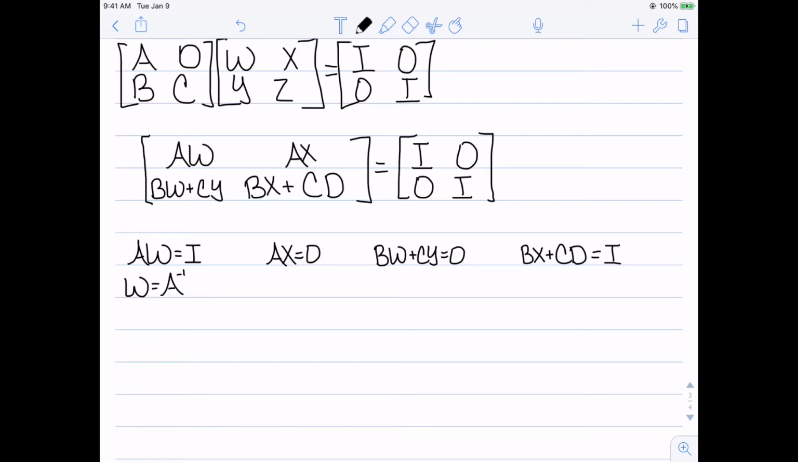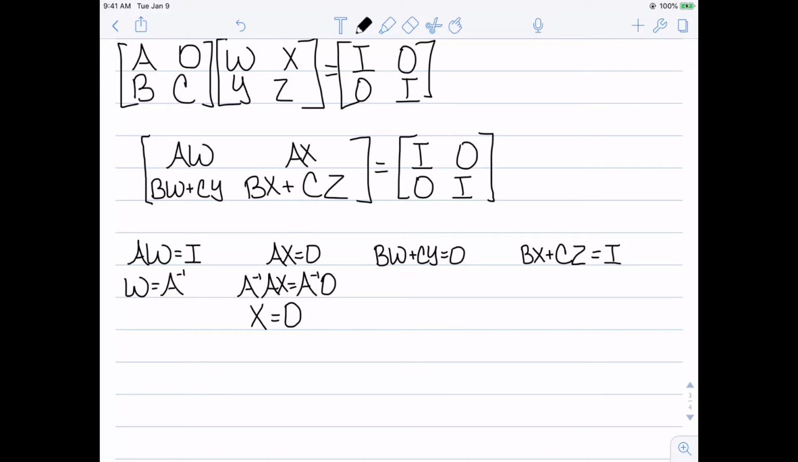My second equation, I'm going to go ahead and multiply both sides of this by the inverse. We know that A inverse A is equal to the identity, and the identity times X is equal to X. On the right-hand side, anything times 0 is 0. So now I have that X is equal to 0. And I just realized I had some D's in there that should have been Z's, so go ahead and change those back to Z's.